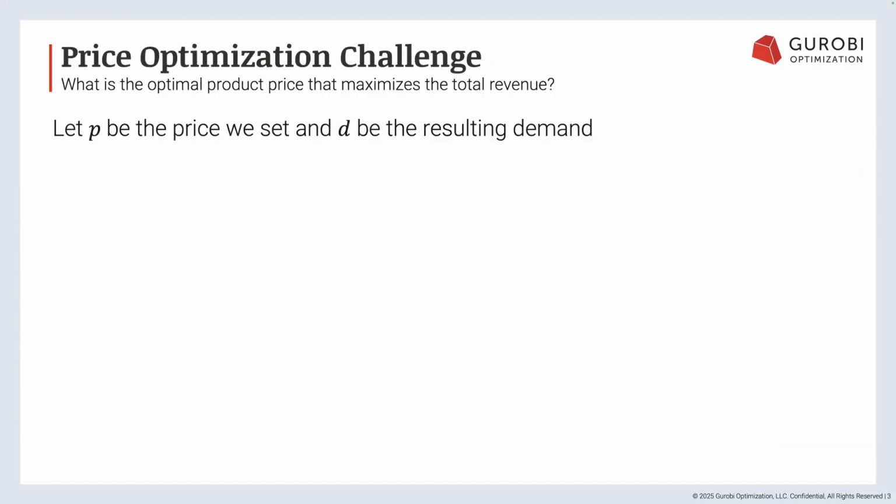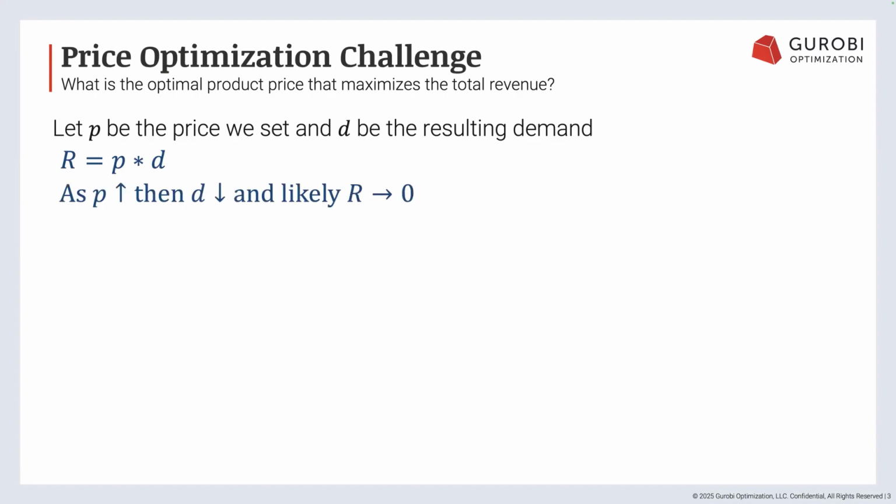I'm going to talk about this specifically within the context of price optimization. What is the optimal price that maximizes our total revenue for a particular problem? Let's say P is the price that we set and D is the resulting demand. Well, we want to talk about revenue. You can think about revenue as the price that you charge times the demand that you'd have, and that would help you understand what your revenue is.